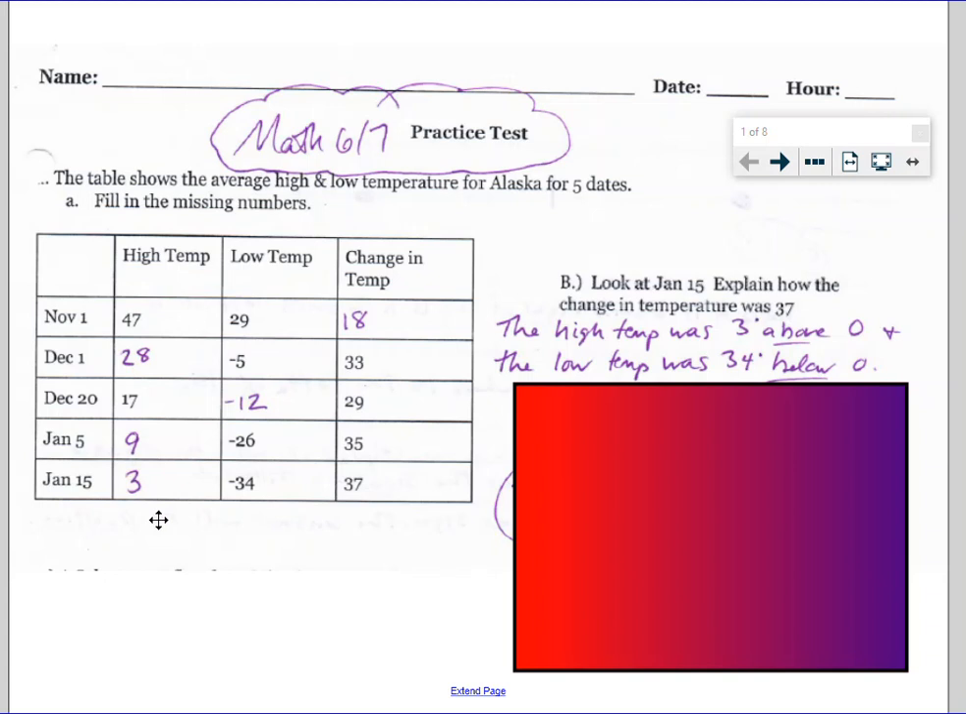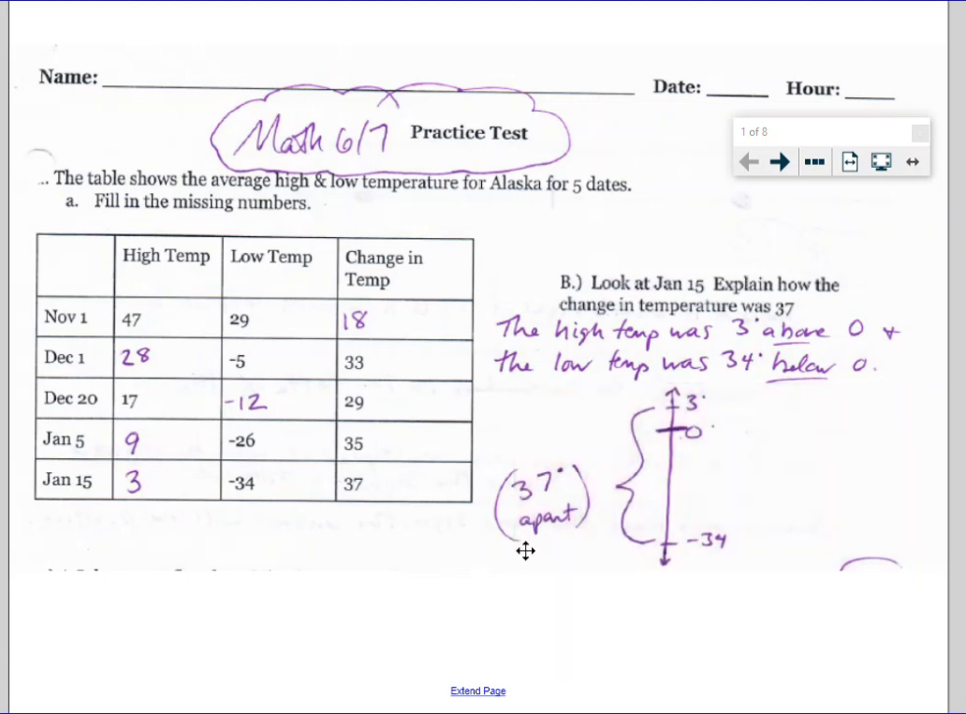Now on part B, it says look at January 15th and explain how the change in temperature was 37 degrees. Well, you can make a number line here, or you can use some sentences to explain it, or even some math to explain it. But if you knew the high temp was 3 degrees above 0, think of a thermometer. Those are usually good examples of vertical number lines. So if that was the high temp and 0 was not too far from it, 37 degrees lower than that would take us to our low temp for that day of -34.